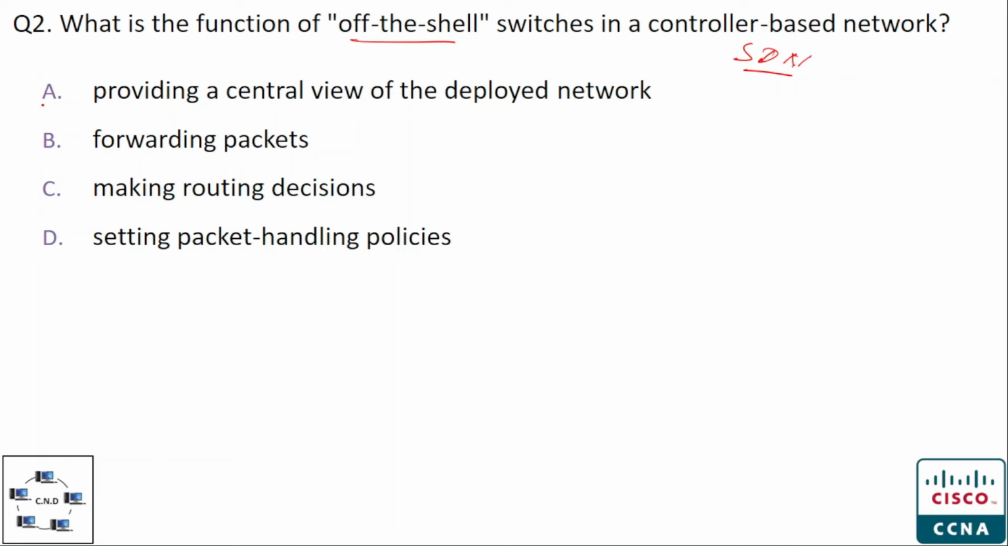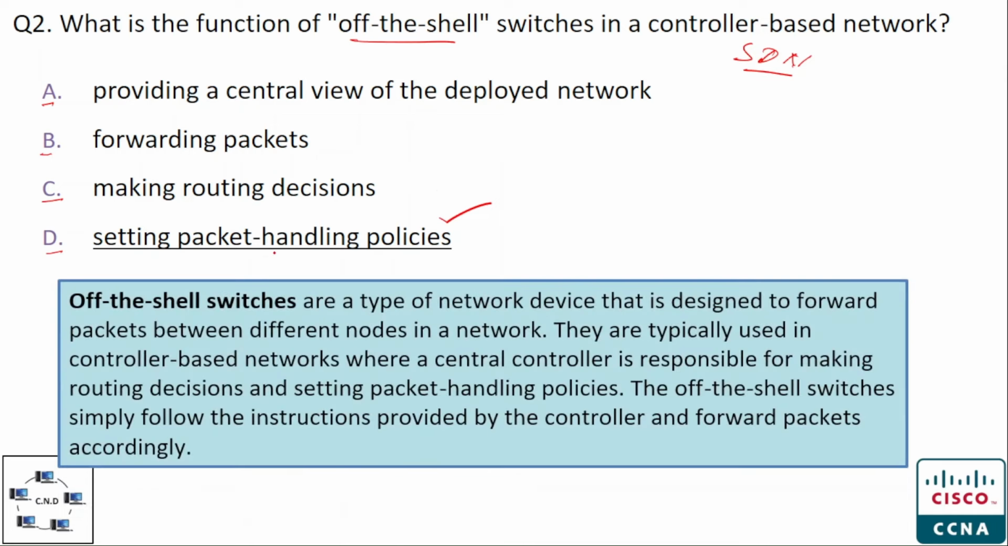And the options are: option A, providing a central view of the deployed network. Option B, forwarding packets. Option C, making routing decisions. And option D, setting packet handling policies. And the correct option is that the off-the-shelf switches in a controller-based network have the function of setting packet handling policies. And this is the definition. So I think this answer is wrong.